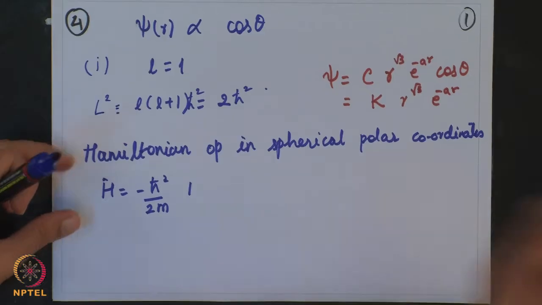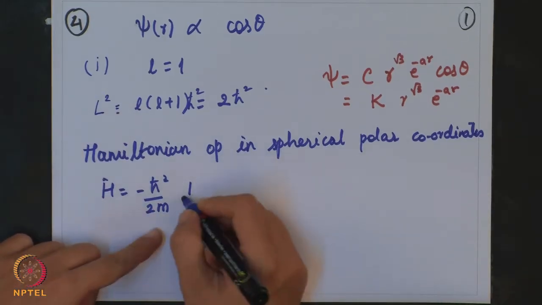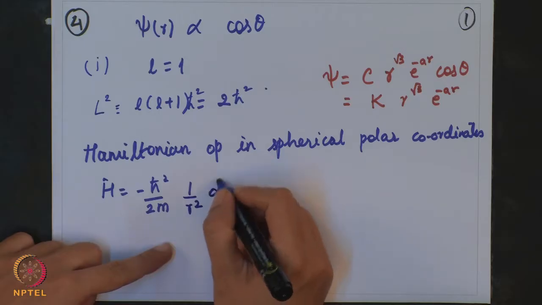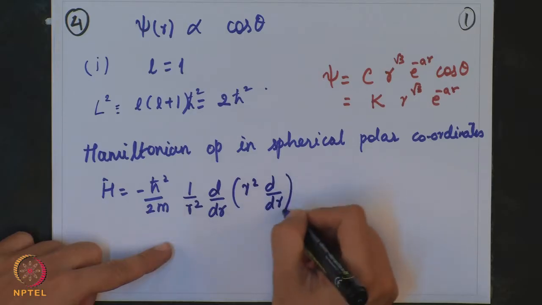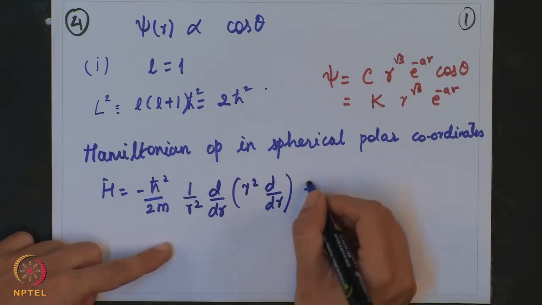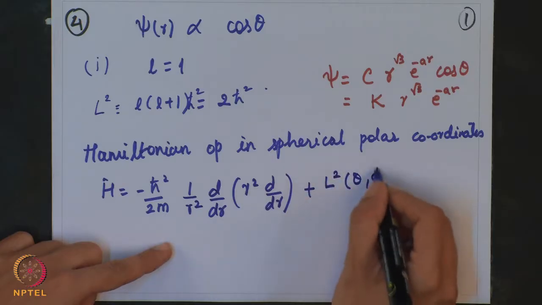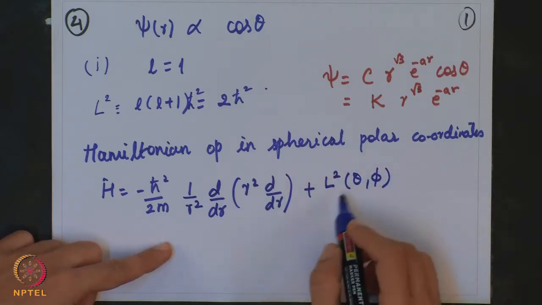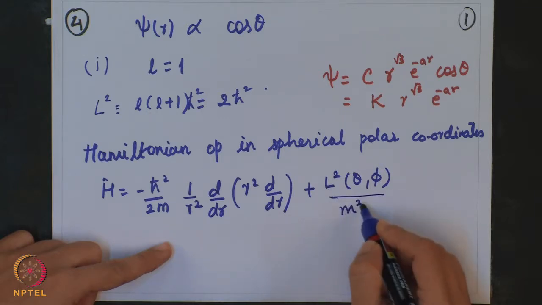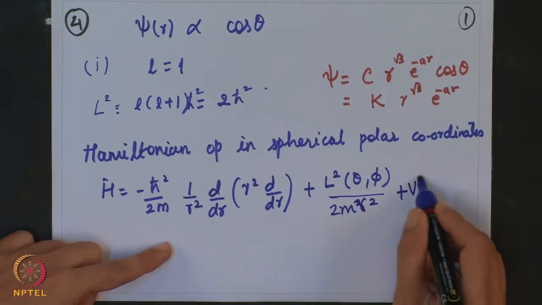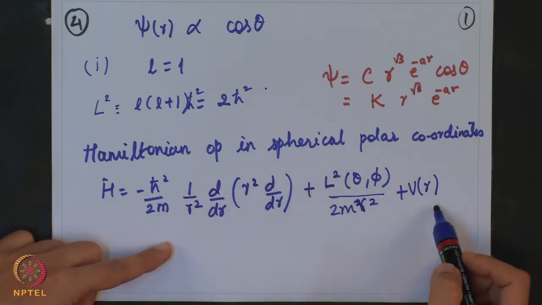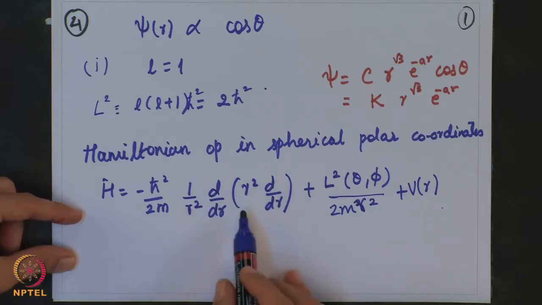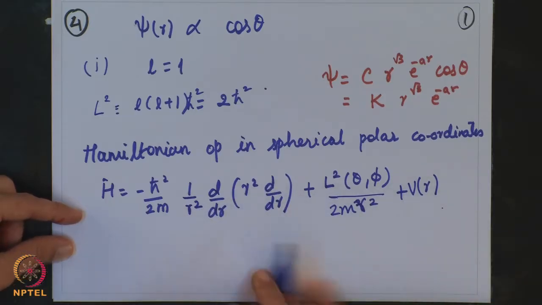So here you can see that the Hamiltonian is written as d by dr of r square d by dr, plus L square theta phi, where we have clubbed the theta and phi, in this 2m r square, plus V of r. So this is the kinetic term and this is the potential term. From this you can guess what you have to do.